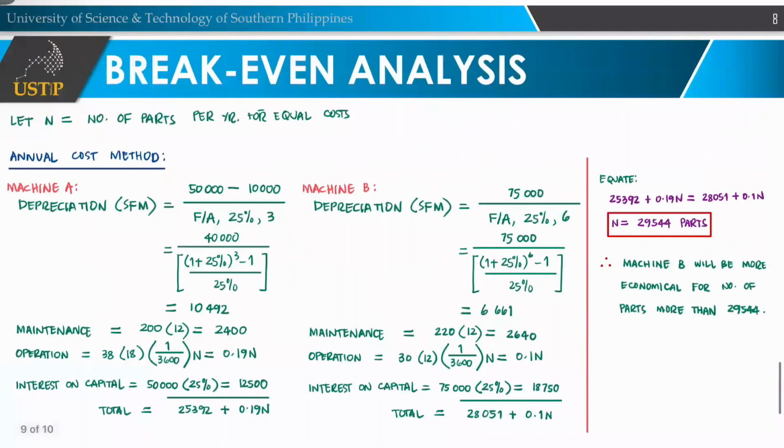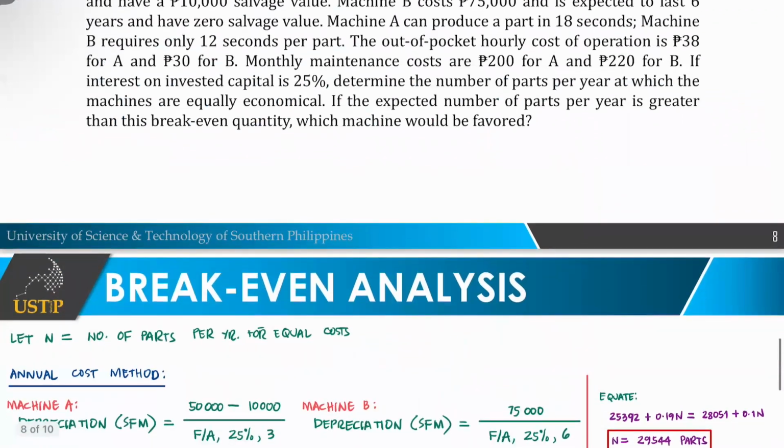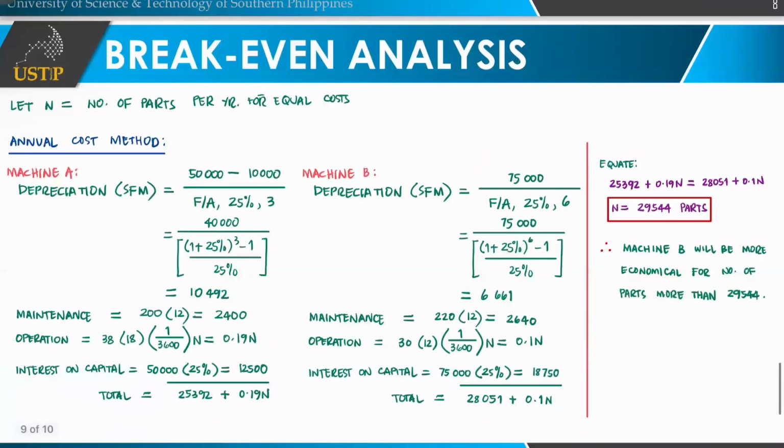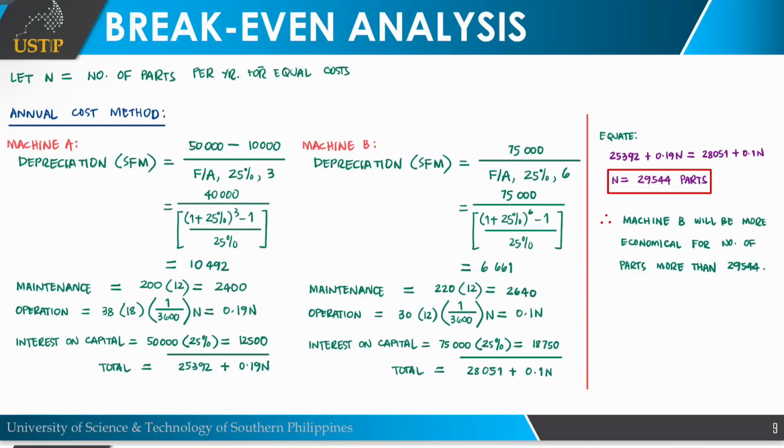It is per year, and we can use simple interest because again we are considering the annual cost method. So we multiply our 50,000 original cost directly by 25%, and that is the annual interest on capital, 12,500. If you total that, you have 25,392 plus 0.19n. The n is still unknown.